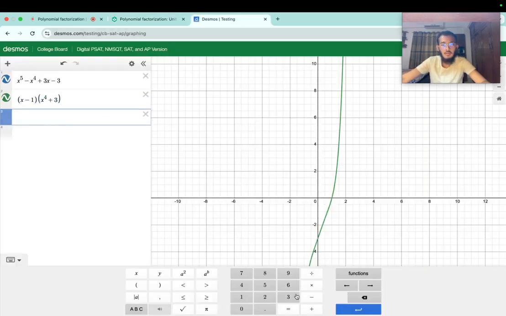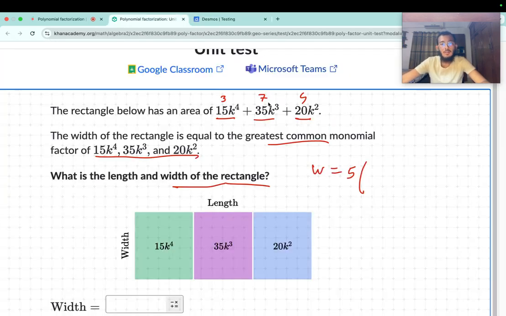5 times 7 is 35, 5 times 4 is 20, 5 times 3 is 15. And we can also factor out k squared as well. So 5k squared will be the monomial factor. So what are we left with? 3k squared plus 7k plus 4.